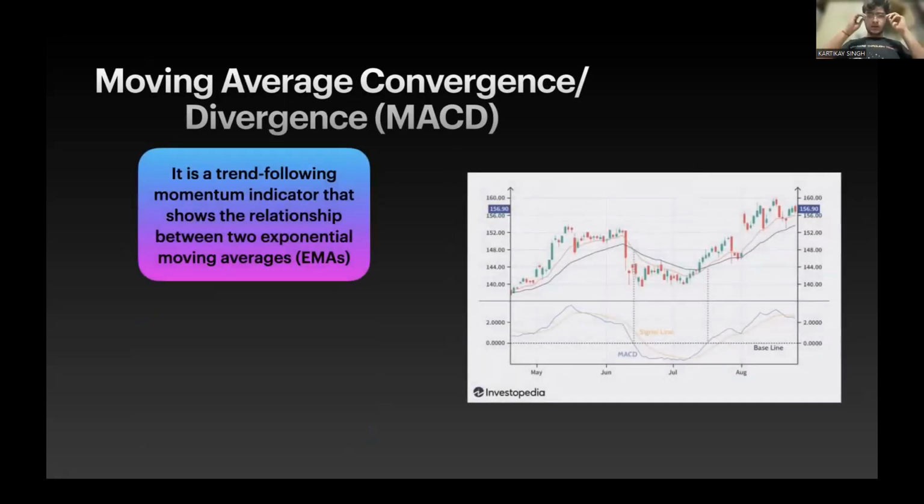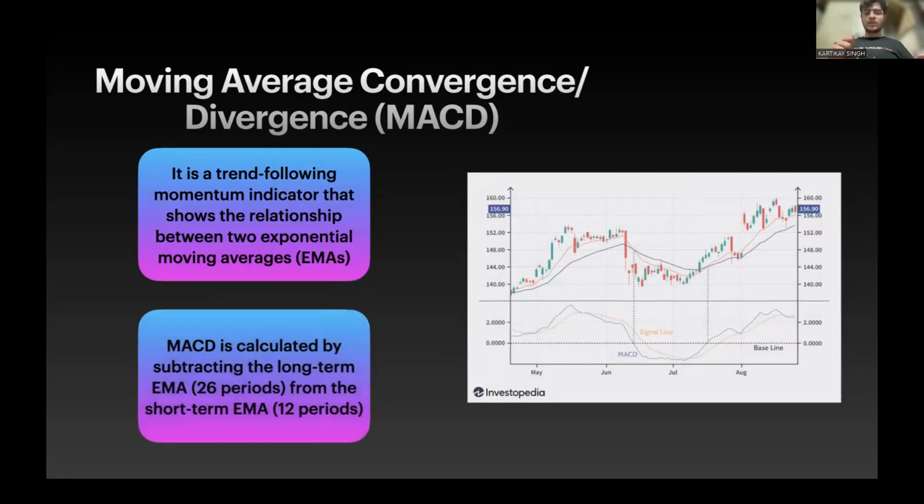So next up is moving average convergence and divergence, MACD for short. It is a trend following momentum indicator for EMA. So what is EMA? EMA is exponential moving average. As I talked about earlier, it gives more priority to the nearer future. That's why it is called the exponential moving average, right? So MACD is calculated by subtracting the long term, in the sense 26 period EMA, from the short term, which is 12 period EMA.